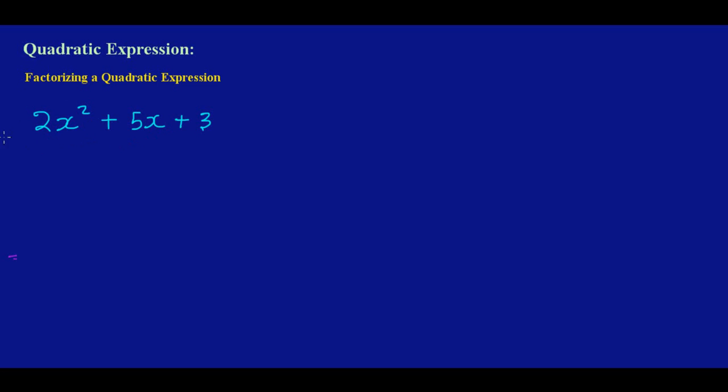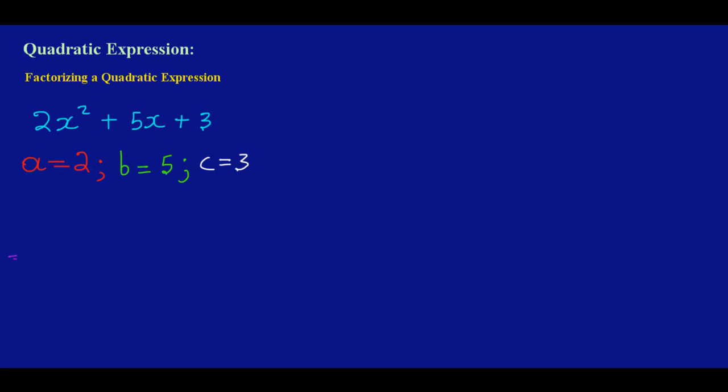So first thing I'm going to do is identify my a. a is the coefficient of x squared, so my a is 2. Now I need to identify what my b is, and b is 5, the coefficient of x. And last but not least, I need to identify what c is, and in this case c is equal to 3. Now I've identified what a, b, and c are.